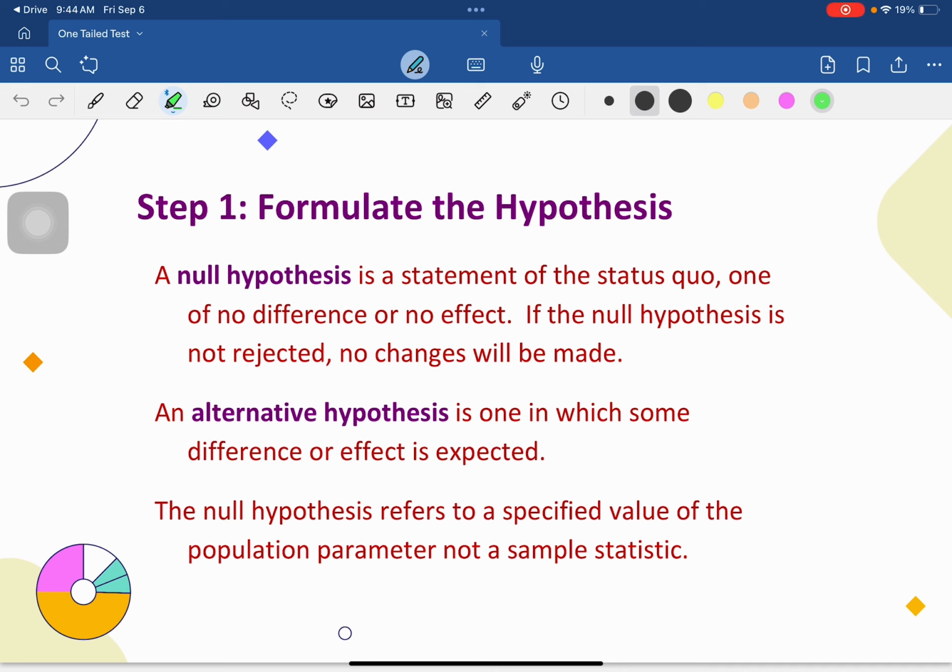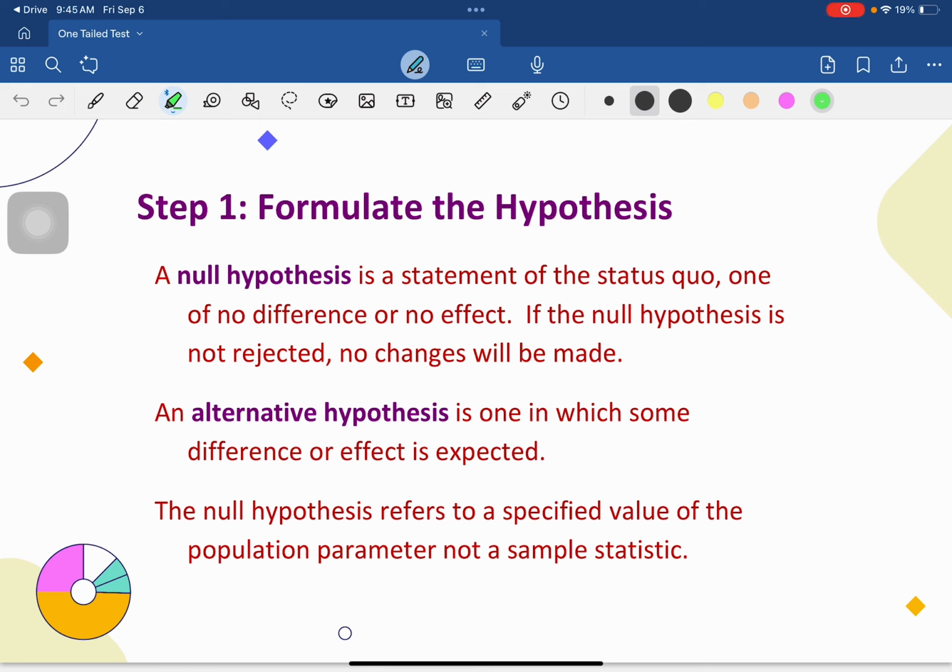And then, of course, if you have a null hypothesis, you also have to consider an alternative hypothesis. This is the one in which some difference or effect is expected. For example, it's a test score. Will the test score increase or will the test score decrease? That will actually be your alternative hypothesis. Meaning your null hypothesis, for example, is the average test score is say 75. So we can create an alternative hypothesis. Will it increase or will it decrease? It depends on, of course, what is required in the problem.